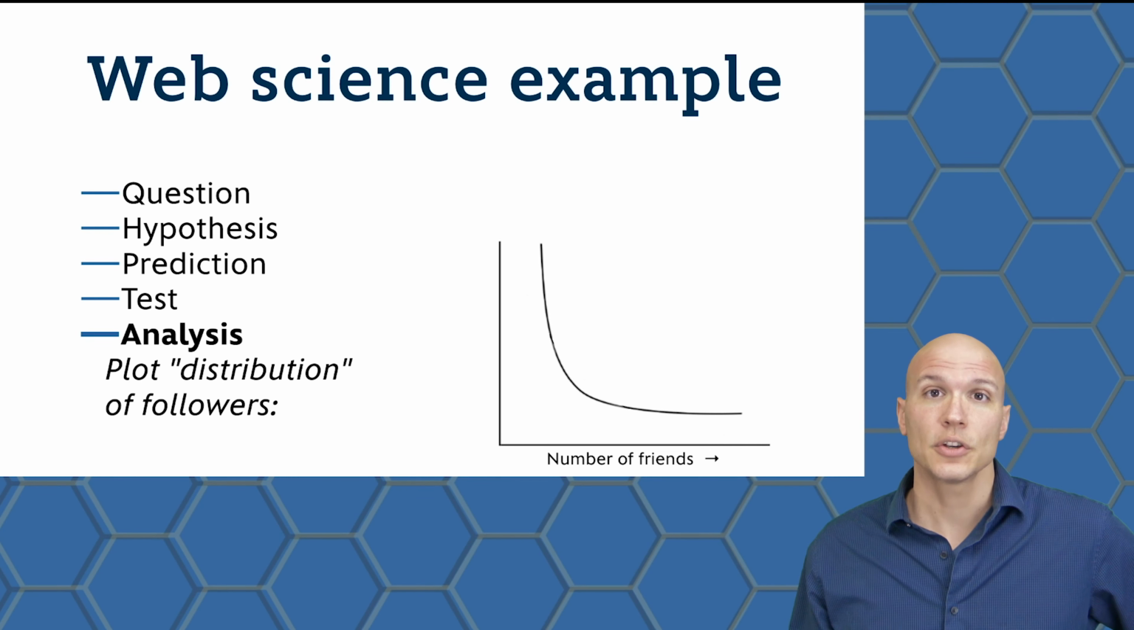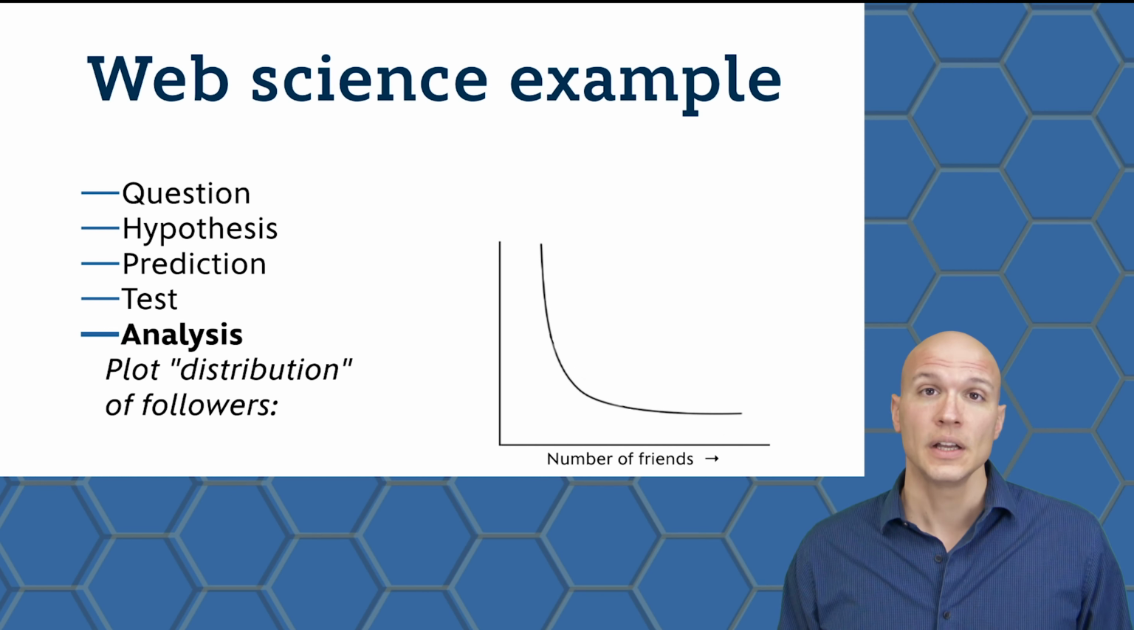But as the number of followers goes up, there's a small number of people with a huge number of followers. We're going to call that a fat tail. It did decline quickly, but not to zero. No matter how far out we go, there's still some chance that we're going to find someone with that crazy number of followers.